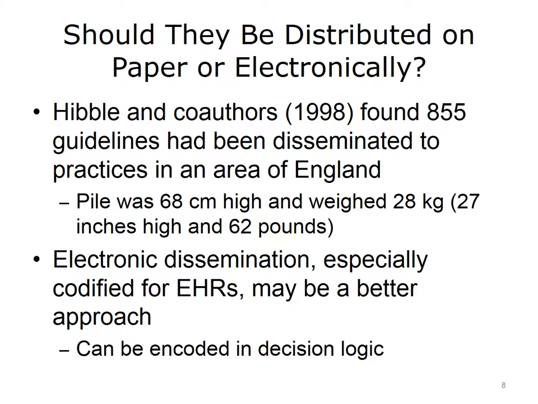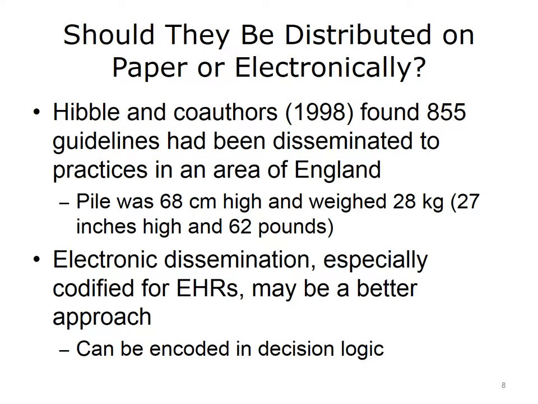form. The problem with paper guidelines is illustrated in this slide, showing the number of guidelines these particular practitioners had received. Hibble and his co-authors collected copies of all the guidelines that had been mailed over a one-year period to a sample of 22 practices in the Cambridge and Huntingdon Health Authority region of England. They found that each practice received 855 guidelines, some a page or two long, some bound in booklet form, some in folders. When the guidelines were stacked, the pile was 68 centimeters high and weighed 28 kilograms, or 27 inches high and weighing 62 pounds.